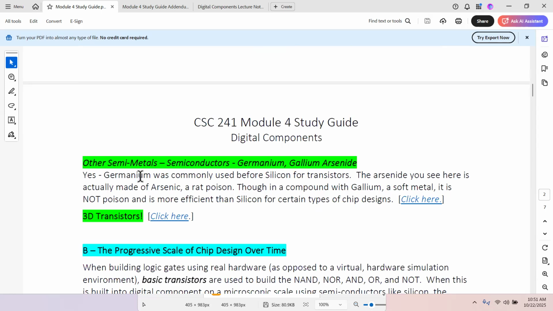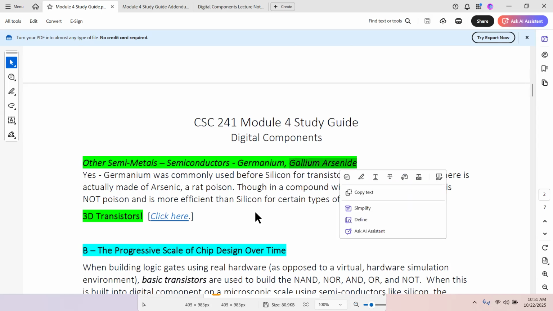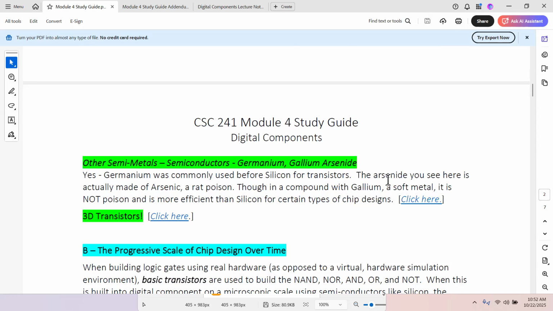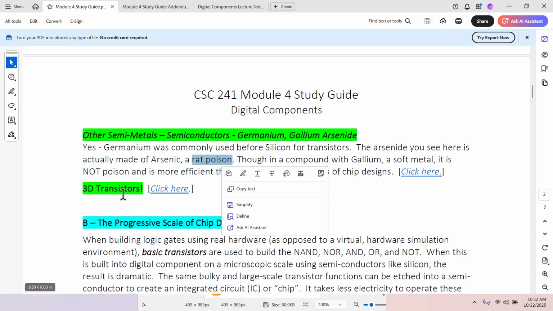So you have other semi-metals that are used for special case fabrications, in particular germanium and gallium arsenide. You've heard of arsenic, yeah? The rat poison. Well, arsenic compounds can be used to poison rats, but other arsenide compounds can be used to produce chips for special cases.